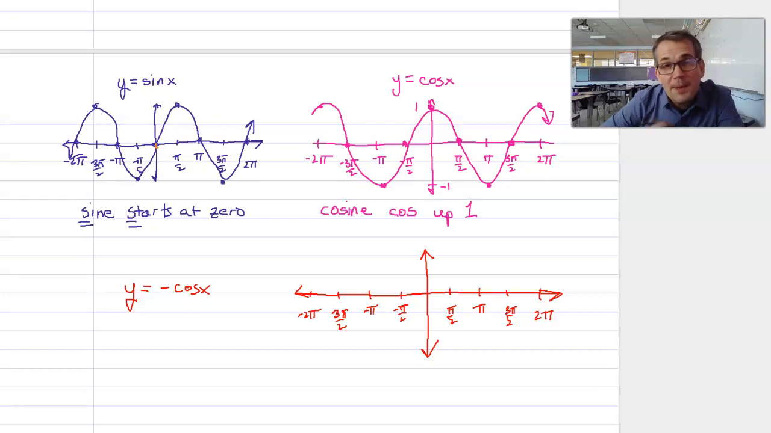So we take a quick peek at the function y equals negative cosine of x. And I want to point out that basically it's going to be just like the cosine function, but I'm sticking a negative in front of it. You might have some thoughts about how this works based on other things you've done in the past.